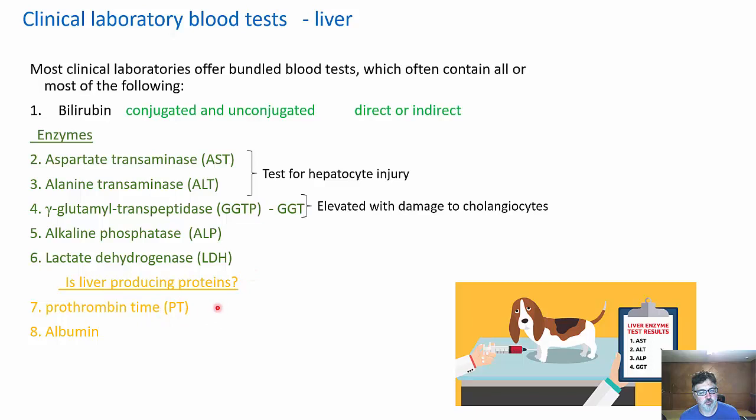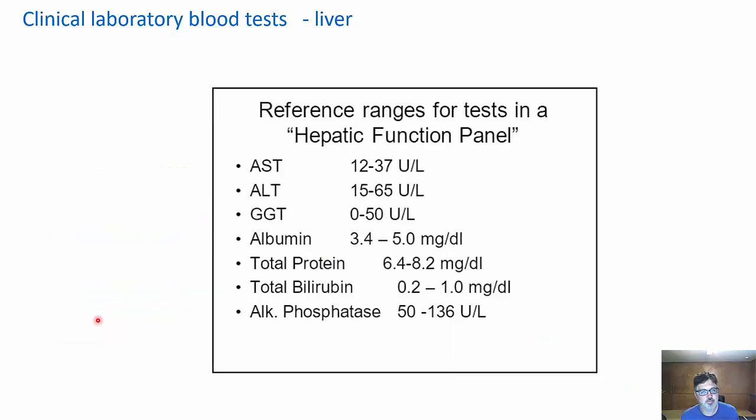Prothrombin time, for the clotting factors, because the liver is making the clotting factors. If the prothrombin time is extended or delayed or shortened, that might indicate some dysfunction with the clotting factor formation. And of course, albumin being one of those major proteins secreted and produced by the liver.